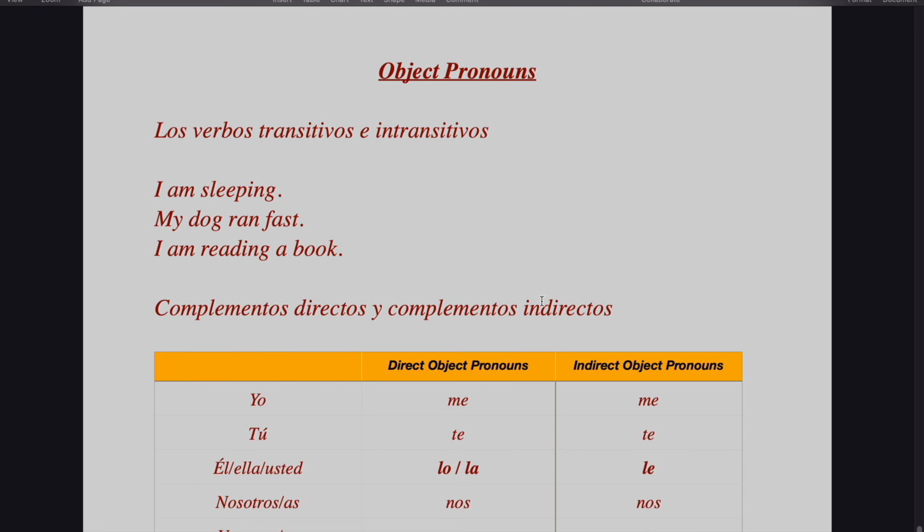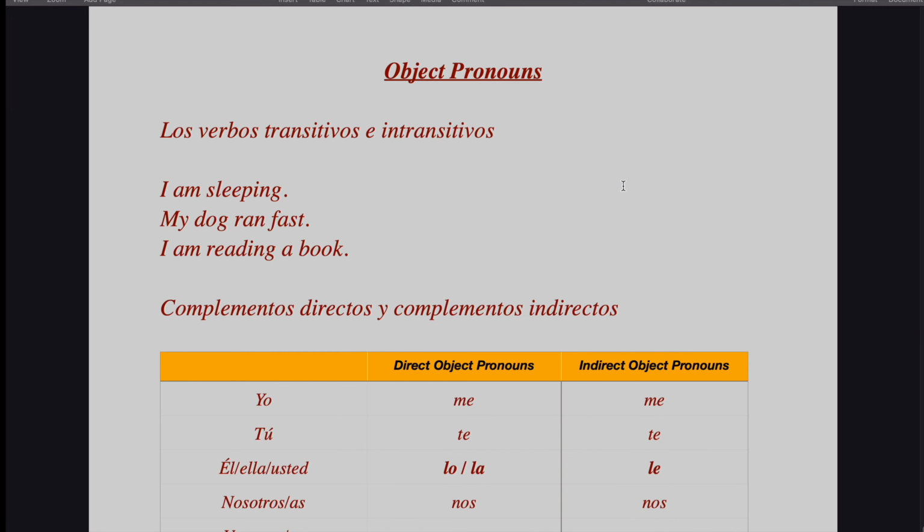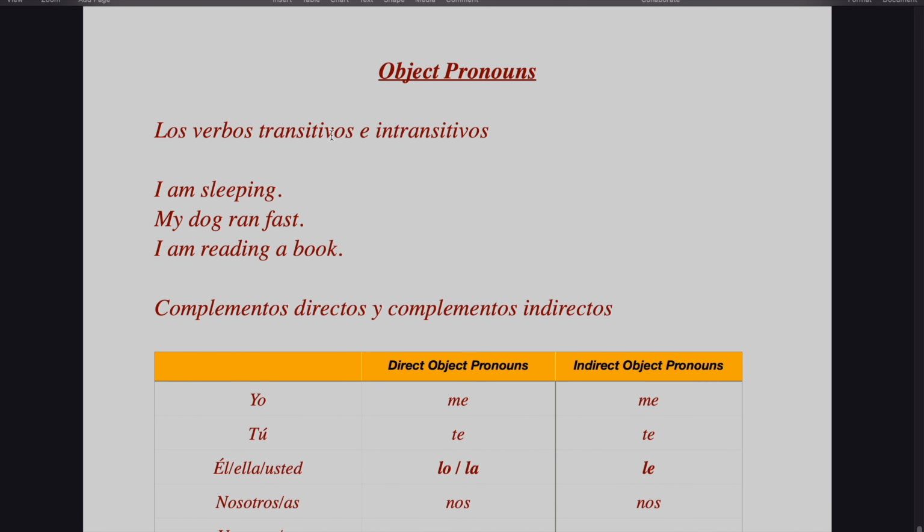What is a transitive verb? Let us see what Wikipedia says. Wikipedia says that a transitive verb is a verb that accepts one or more objects. This contrasts with intransitive verbs which do not have objects. That means all the verbs which have objects are called transitive verbs, and the ones which do not have objects are intransitive verbs. So let us see some examples.